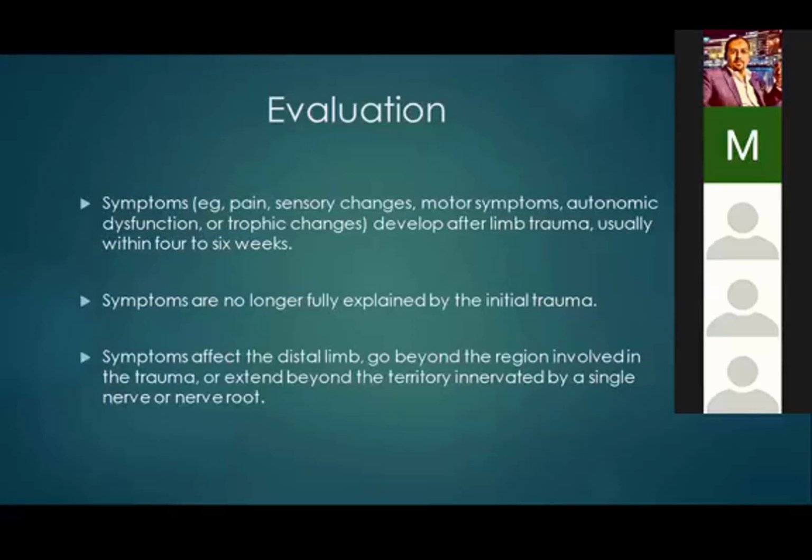So you will find the affected limb has no hair or the nails are falling off. These develop after limb trauma and usually within 4 to 6 weeks after the inciting event. Symptoms are no longer fully explained by the initial trauma, because of course we cannot explain why a simple orthopedic or radial fracture, for example, will end up with these significant changes in the limb.